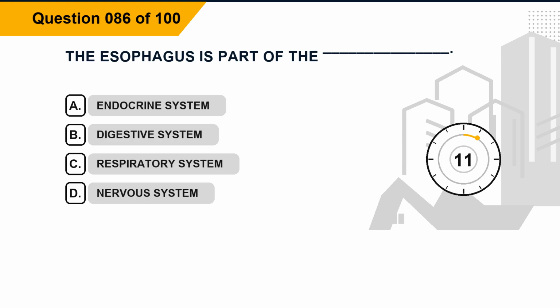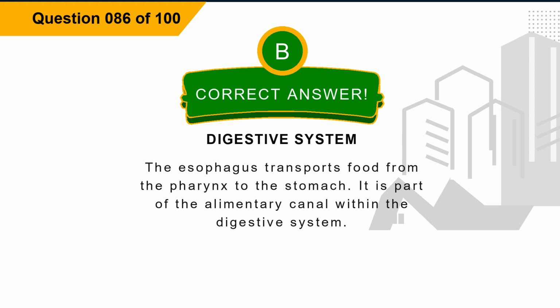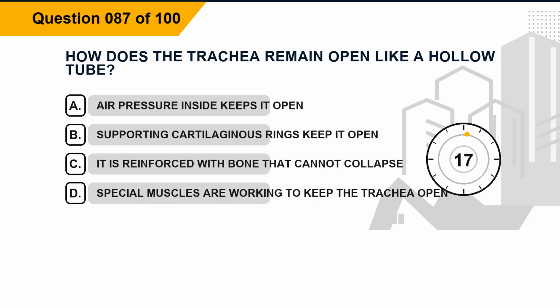Question 86. The esophagus is part of the blank. Option A, endocrine system. Option B, digestive system. Option C, respiratory system. Option D, nervous system. The correct answer is option B, digestive system. Explanation. The esophagus transports food from the pharynx to the stomach. It is part of the alimentary canal within the digestive system. Question 87. How does the trachea remain open like a hollow tube?